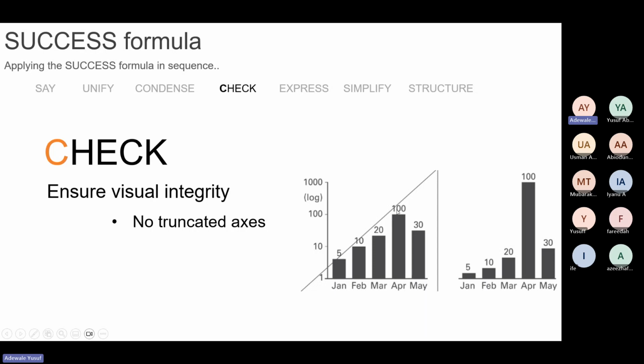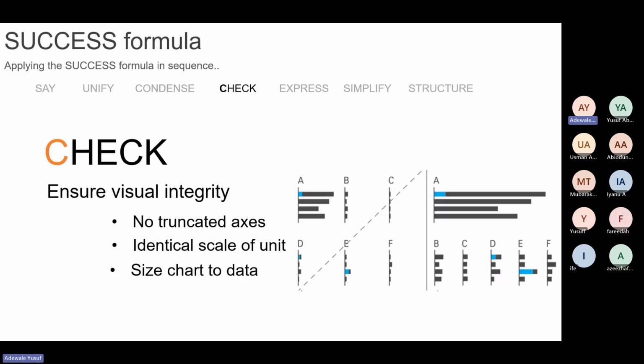Here, this 100 is looking like it's similar to 30 and 20, right? But here you will see that there's a huge difference. So it's not truncated. So don't truncate your axis. Let your visual show the way it is. Don't truncate the axis just so that your visualization can look better, right? And then unify.